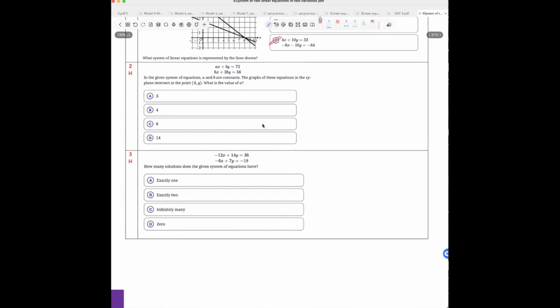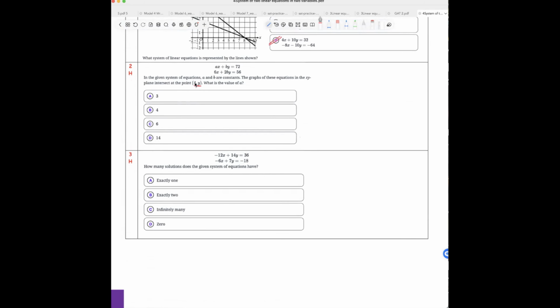Hard question. If we have ax plus by equals 72 and 6x plus 2by equals 56. In the given system of equations, a and b are two constants. The graphs of these equations in the xy plane intersect at the point 4 and y. What is the value of a? In this question, we have the point of intersection, which is 4 and y. If you have the point of intersection, you can plug it into each equation, because this point satisfies both equations.